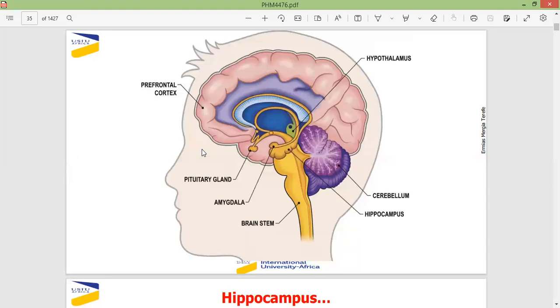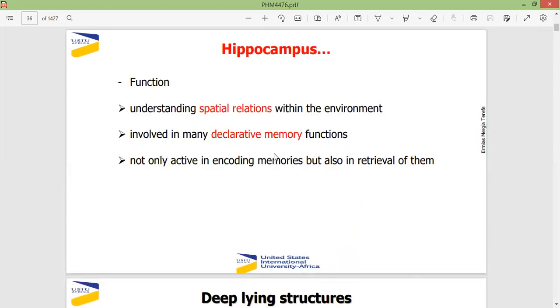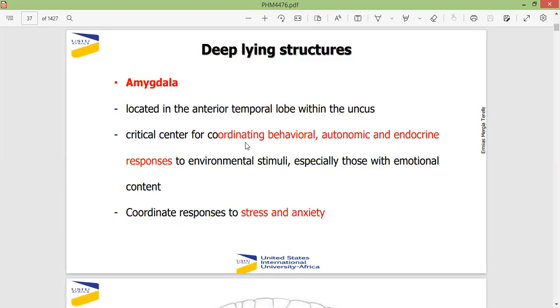Then the amygdala has to do with emotions. You can see where they are located, the hippocampus there and the amygdala. So hippocampus, memory. Amygdala, majorly what we have is the emotions. Emotions will be housed in the amygdala.